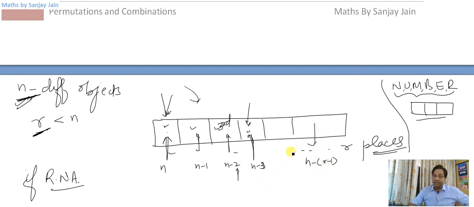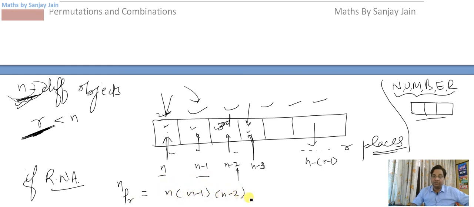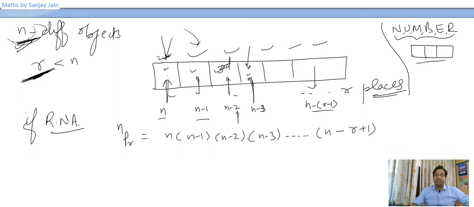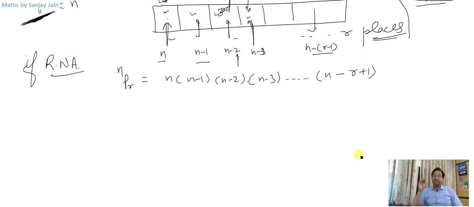So if you see, I have used r objects to fill these r places out of these n different objects, right? So if you apply the fundamental principle of counting, the total number of ways of arranging r things out of n things will be equal to n into n minus 1 into n minus 2 into n minus 3 and so on up to n minus r plus 1. So these are the number of ways of arranging n different things at r places without repetition.